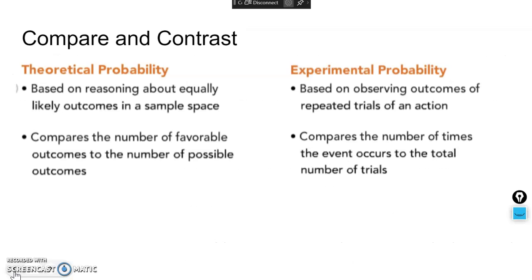During this unit, we're going to learn about both theoretical and experimental probability. Let's compare and contrast them. Theoretical probability is based on reasoning about equally likely outcomes in a sample space. It also compares the number of favorable outcomes to the number of possible outcomes. Experimental probability is based on observing outcomes of repeated trials of an action. It's when you're actually conducting an experiment. It also compares the number of times the event occurs to the total number of trials.